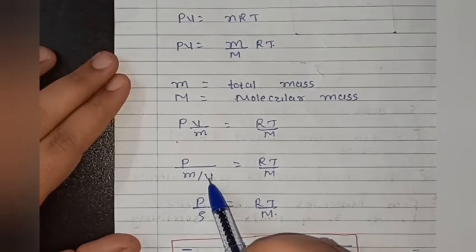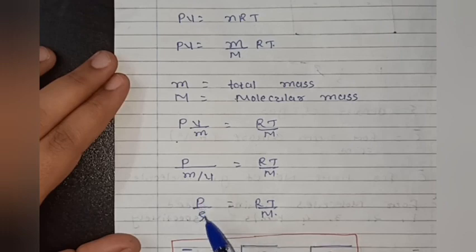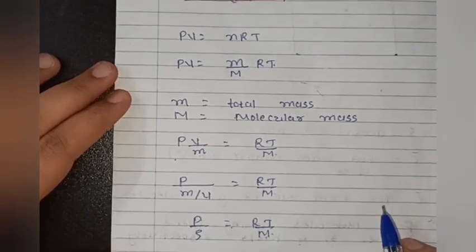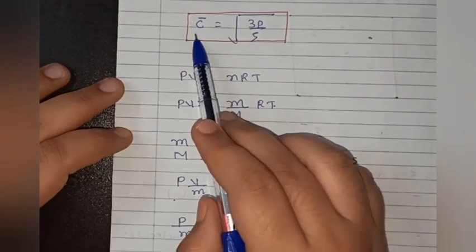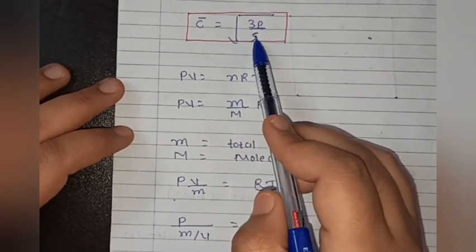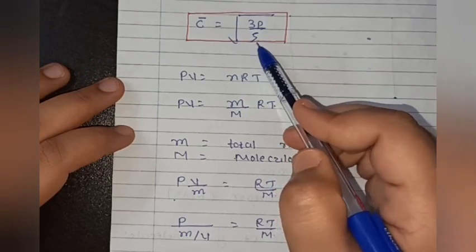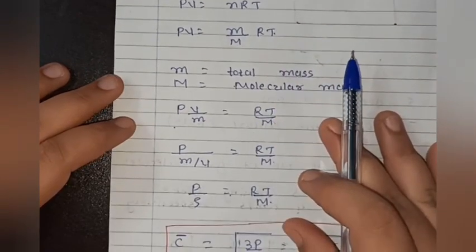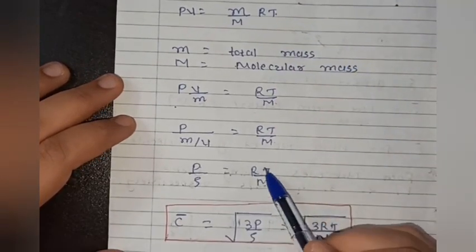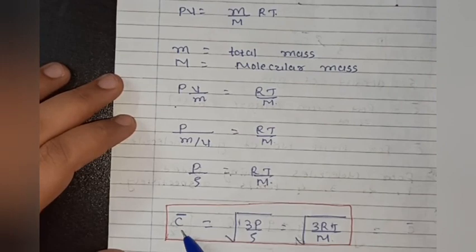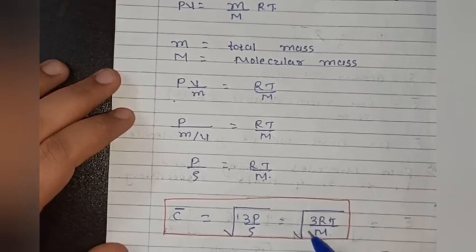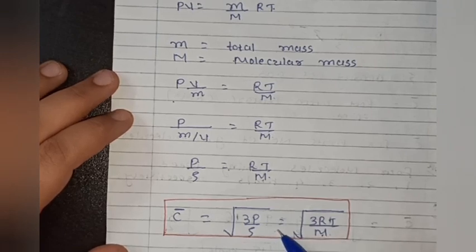But mass upon volume can be written as density. So P by rho is equal to RT by M. Our formula of C bar is under root 3P by rho. So replacing this P by rho by RT by M, we can write C bar is equal to under root 3RT by M. So this is the RMS speed for infinite number of molecules.